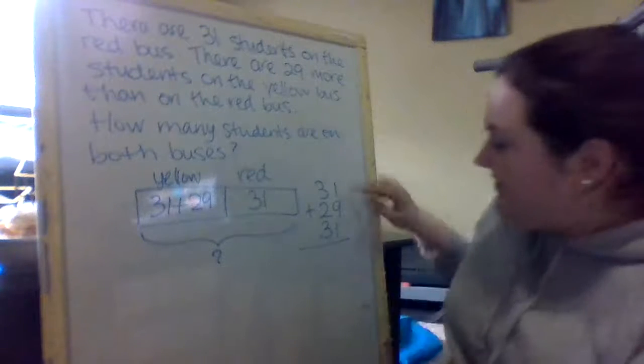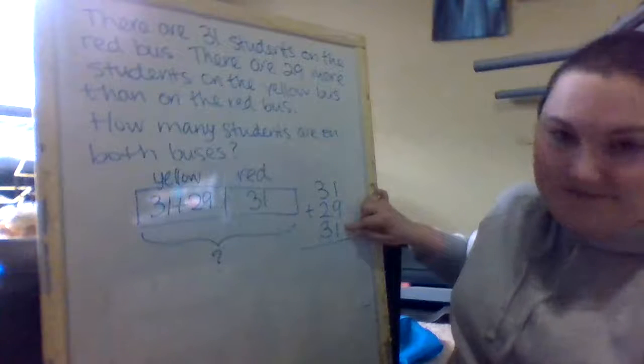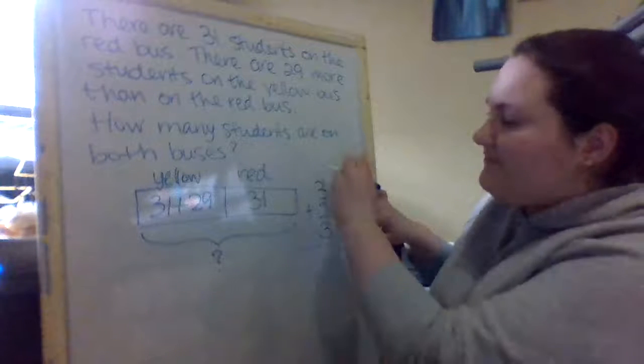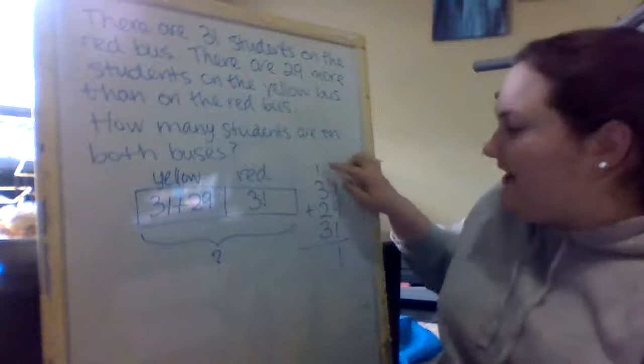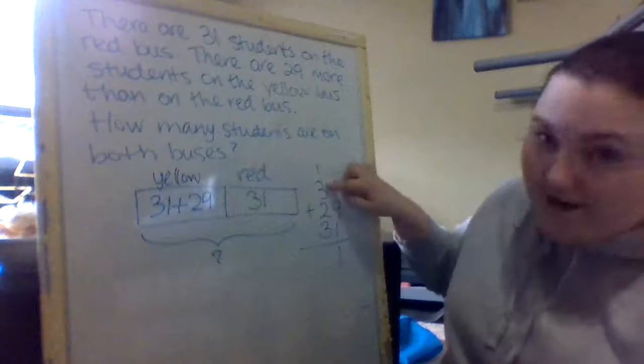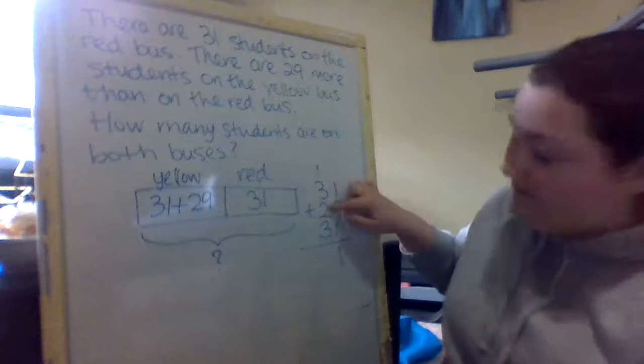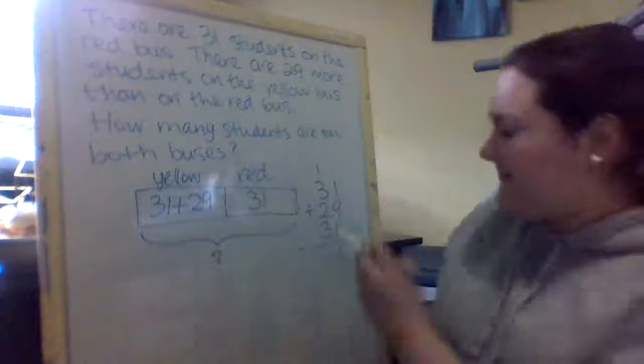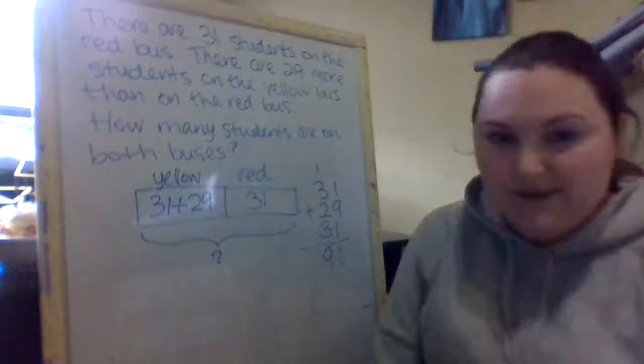If you do all that, 1 plus 9 plus 1 is 11. So I write my 1, carry my 1. And then 1 plus 3 plus 2 plus 3. 1 plus 3 is 4. Plus 2, 6. Plus 3, 9. And so we get 91.